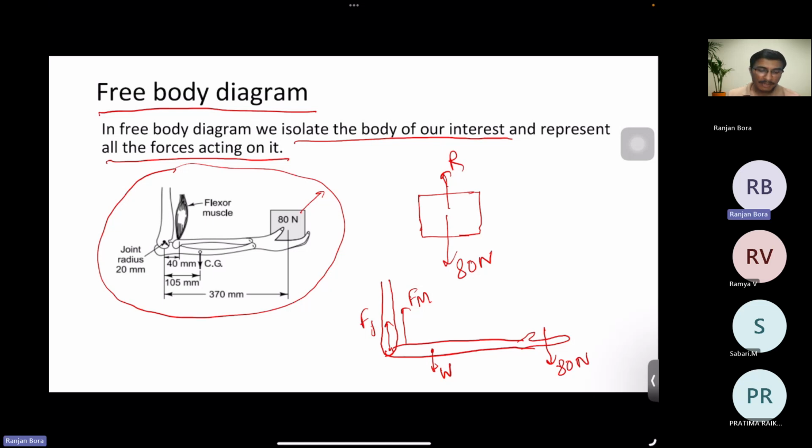Later, for solving the problems, you need to first draw the free body diagram. Then you need to draw the various forces which are acting on the body. Then you will apply those equilibrium conditions. Then you can solve for the unknown, means what you need to find out. Similarly, the first step is to draw the free body diagram.